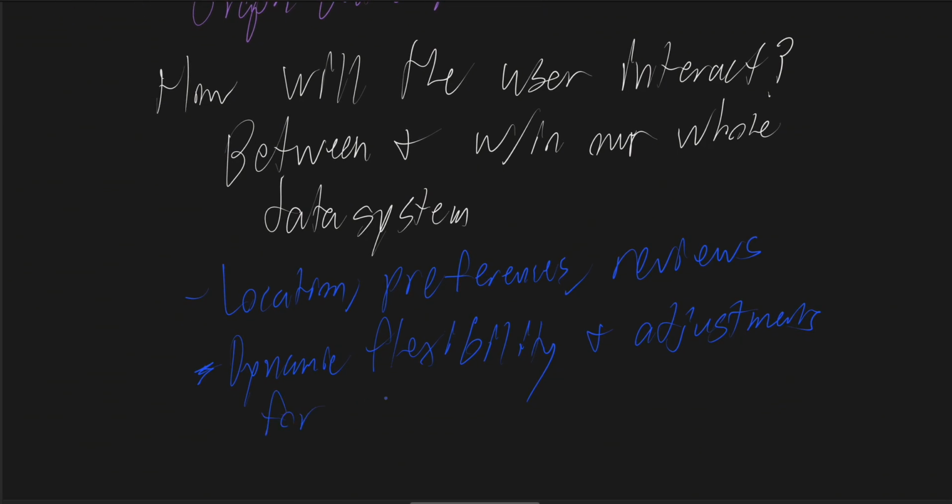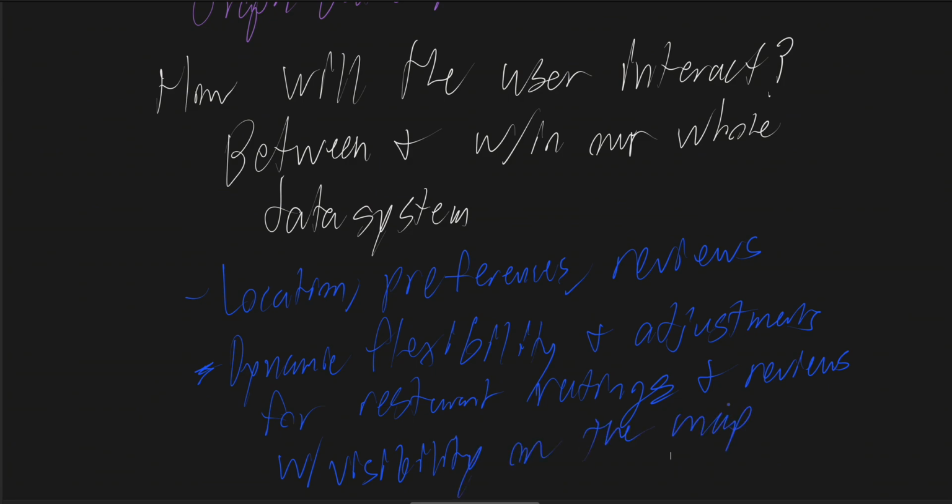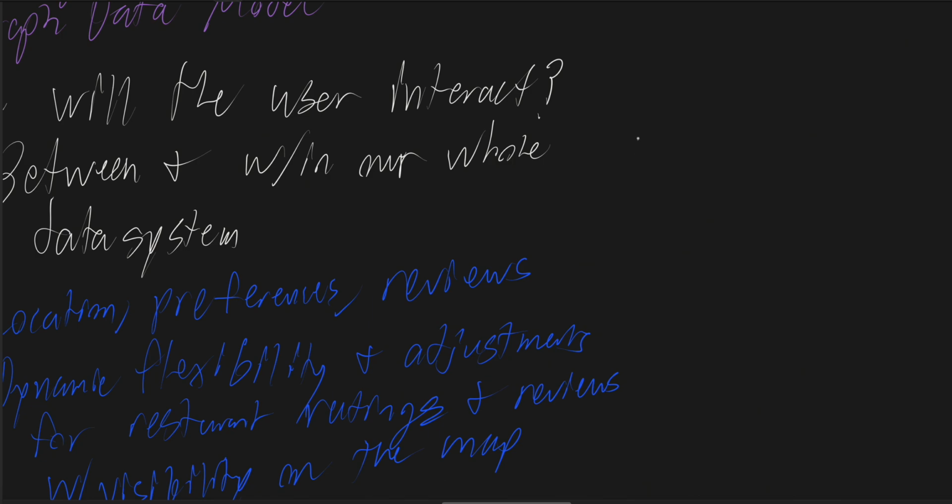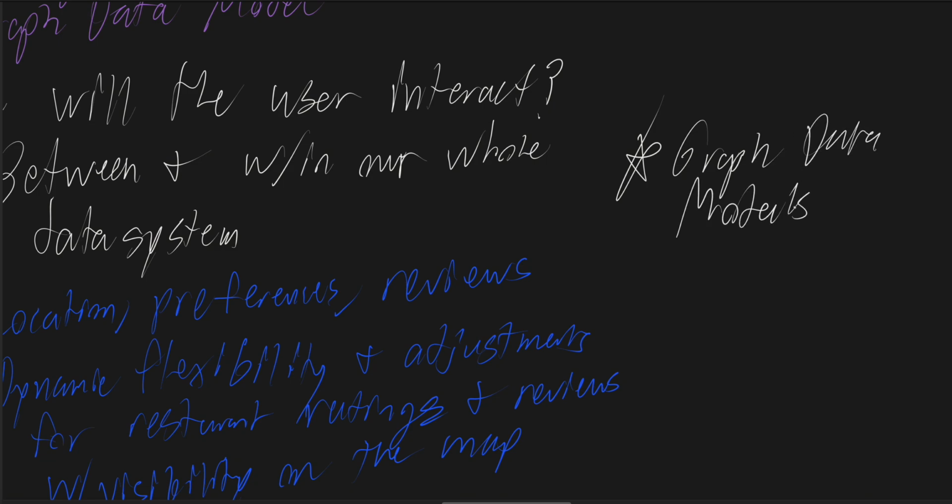For restaurant ratings and reviews, with visibility on the map. Graph data models are great for filtration.